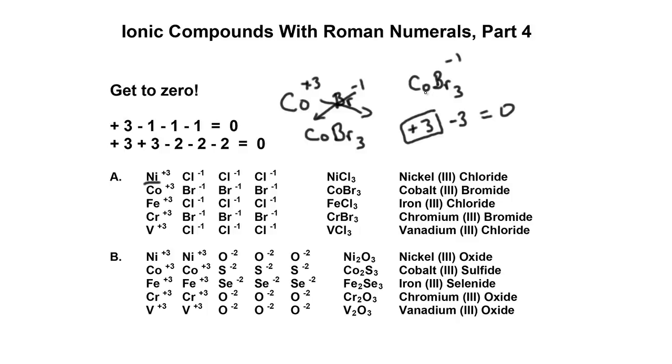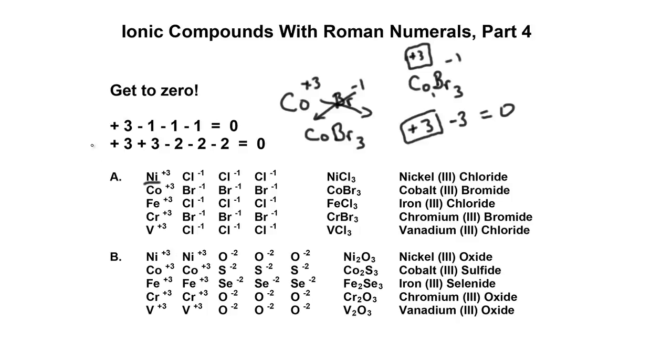Notice that there's only one of these cobalts. So some number times 1 gives me that +3. And that is a +3. So cobalt is a +3 ion, cobalt(III) bromide. That's how you name it. So we could use iron(III) chloride, or chromium(III) bromide, and vanadium(III) chloride.